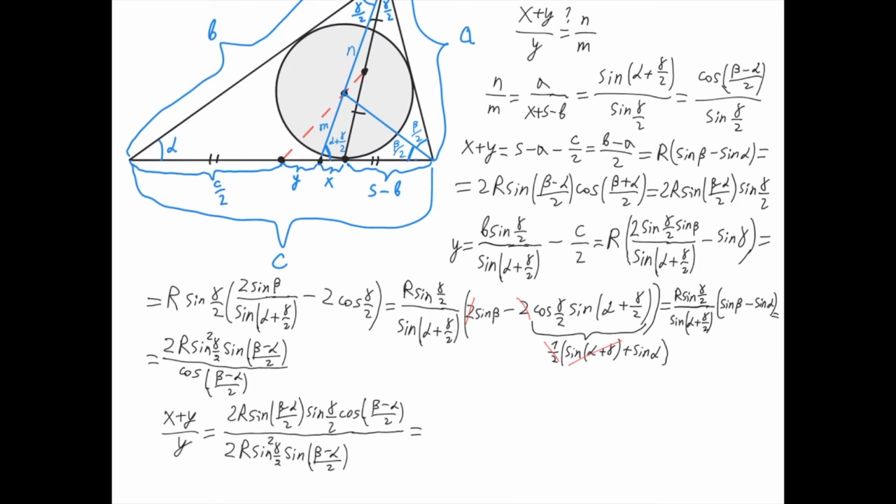We need to prove that x plus y divided by y equals n divided by m. So we can write now x plus y divided by y by substituting x plus y with this expression and y with this expression. And then we get this fraction here, where some of the things cancel out. 2r cancels out, sine of beta minus alpha over 2 cancels out, and one of the terms sine of gamma over 2 cancels out here. We're left with cosine of beta minus alpha over 2 divided by sine of gamma over 2, which is exactly equal to n divided by m. And so we're done.